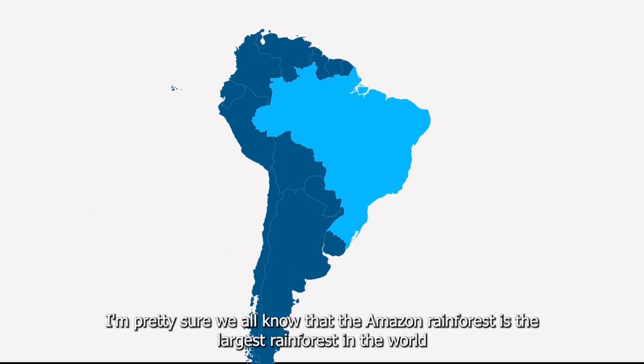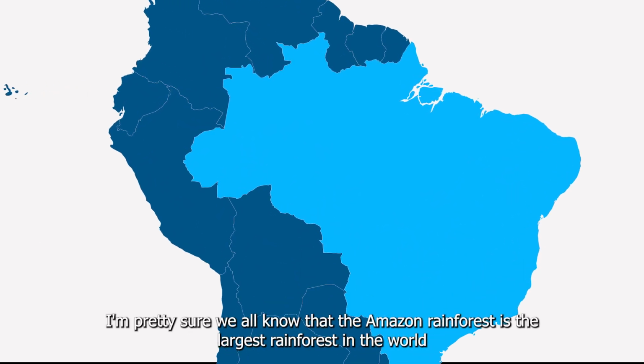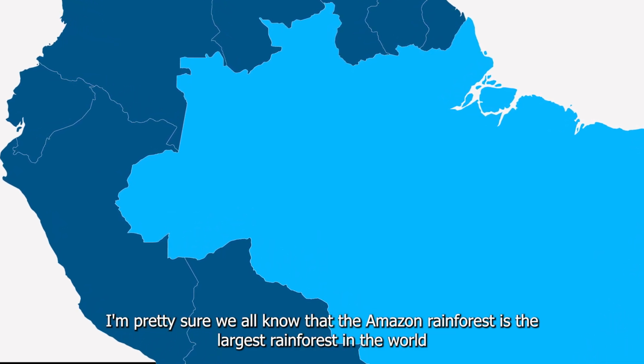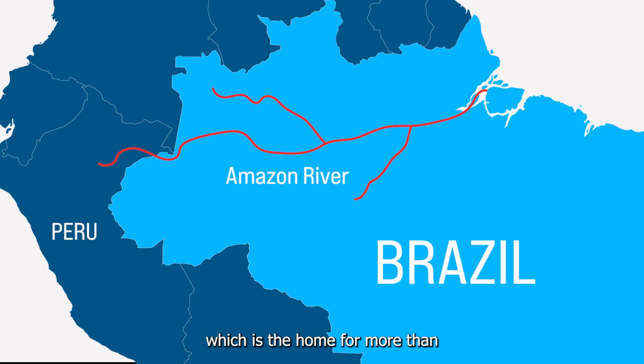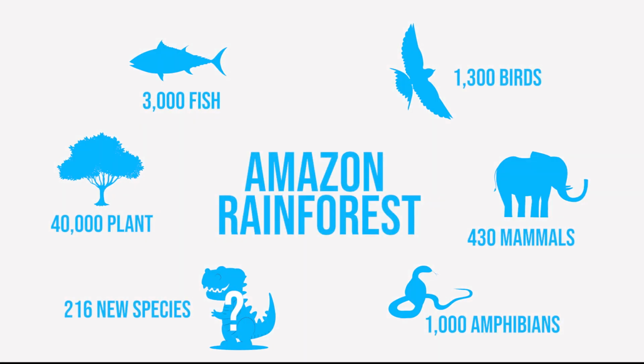I'm pretty sure we all know that the Amazon rainforest is the largest rainforest in the world, which is the home of more than 40,000 plant species, 3,000 fish species, 1,300 birds, 430 mammals, 1,000 of amphibians, with an average of 216 new species discovered every 2 days.